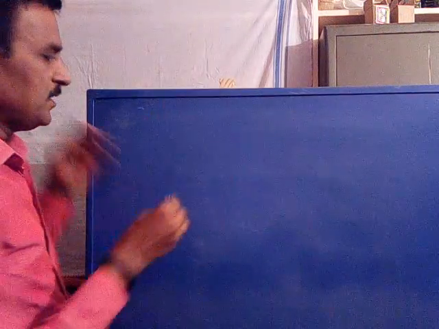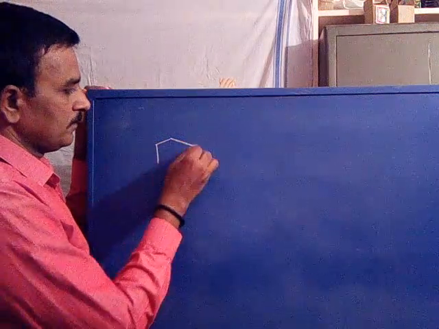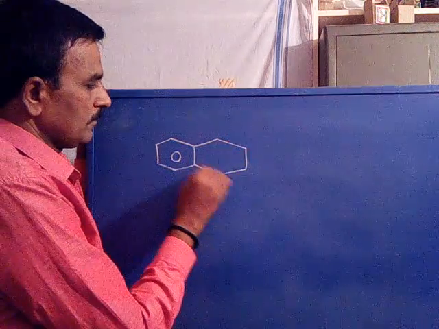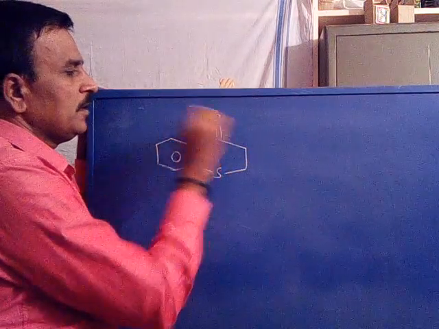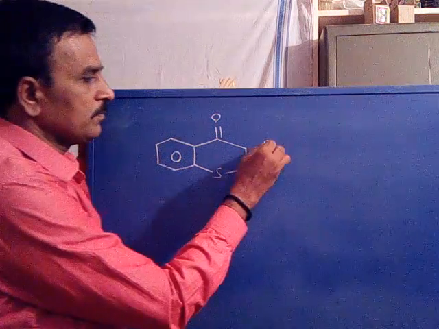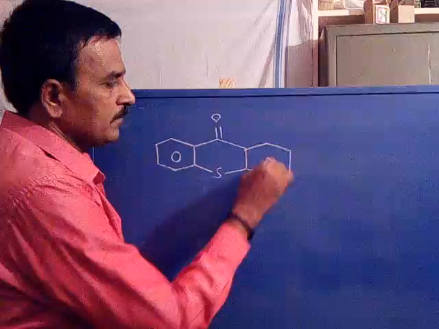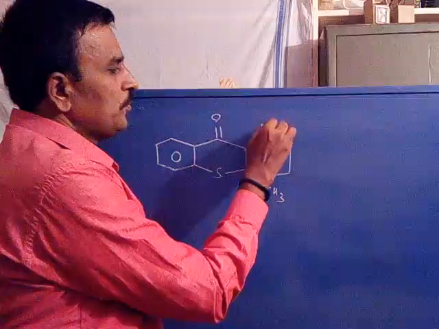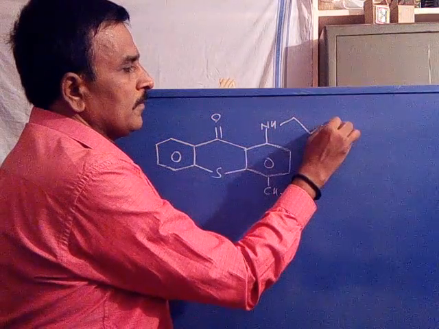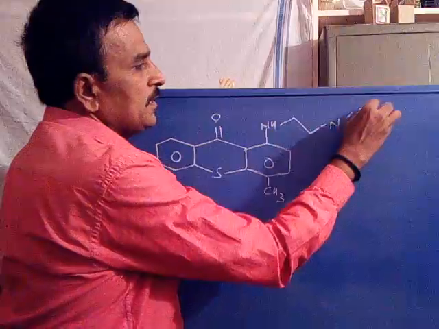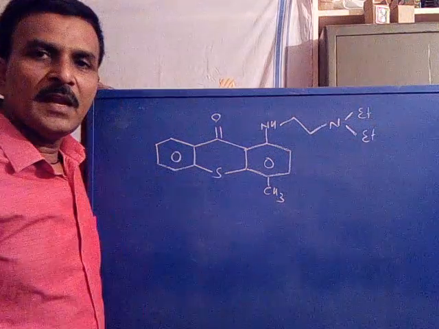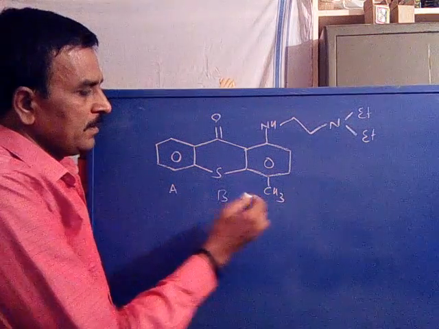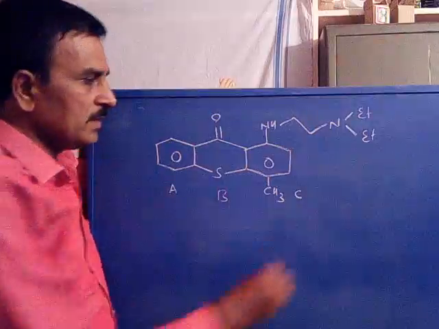Now, coming to the leucanthine structure. This is a benzene ring. This is sulfur, C double bond O, sulfur, C double bond O. One more benzene ring, a CH3 group here, an NH group here, N, ethyl, ethyl, ethyl and ethyl. So this is leucanthine. This is ring A, ring B, ring C.